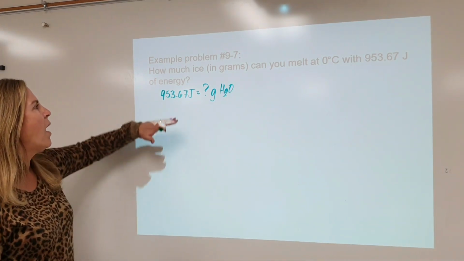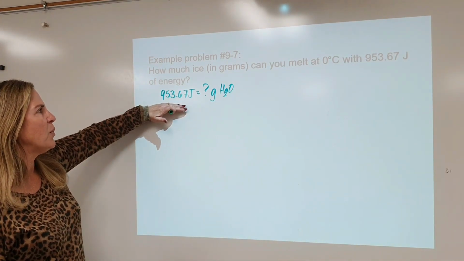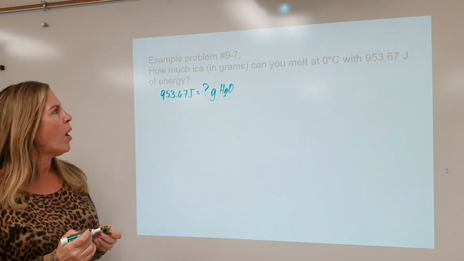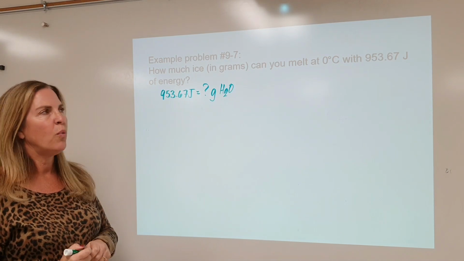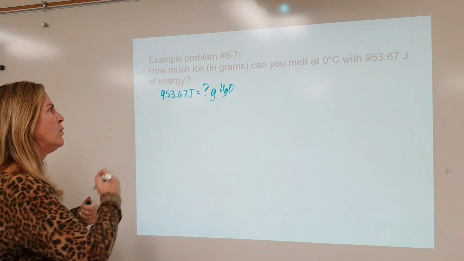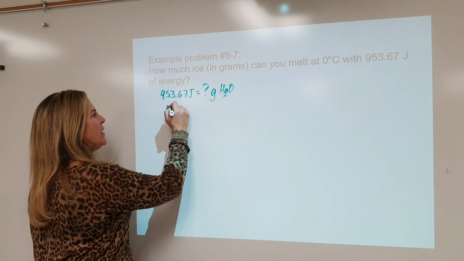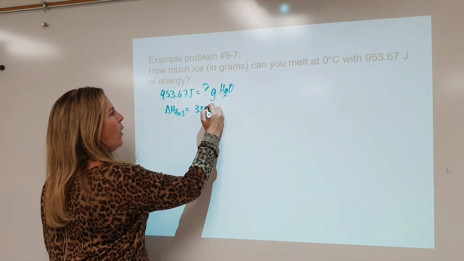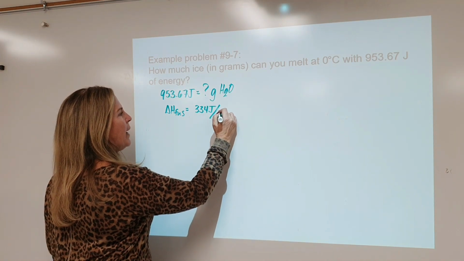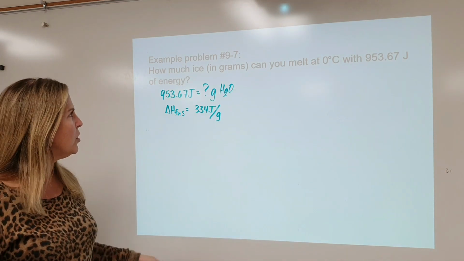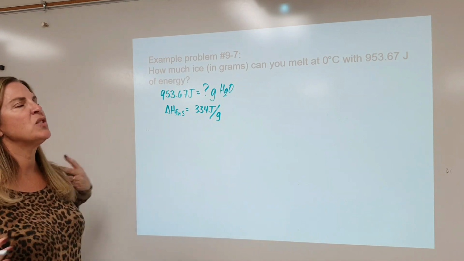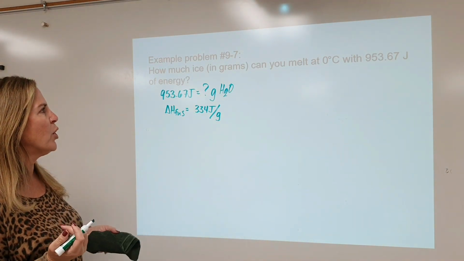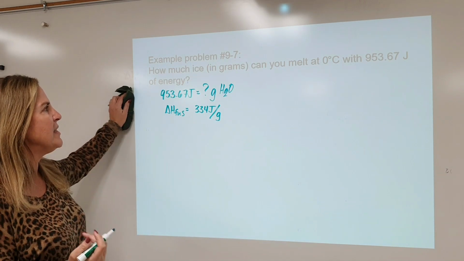All right, so I have been given 953.67. The question is, how many grams of water can we melt with this ice? So again, you need that heat of fusion. So you have the heat of fusion for water, which is 334 joules per gram, per 1 gram. So we're going to use those two things. So again, by extracting that information and stripping away all that language, I think it makes it a little more clear. We always start with what's given.